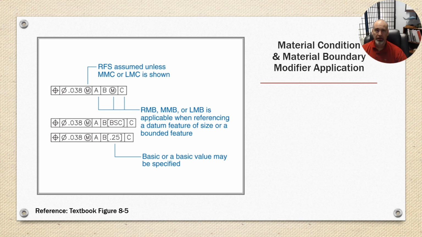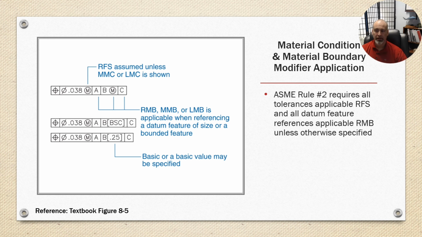Okay, material condition and material boundary modifier application. ASME Rule Number 2 requires all tolerances to be applicable regardless of feature size, and all datum feature references to be applicable regardless of material boundary size, unless otherwise specified. So if it's left off, RFS and RMB apply.